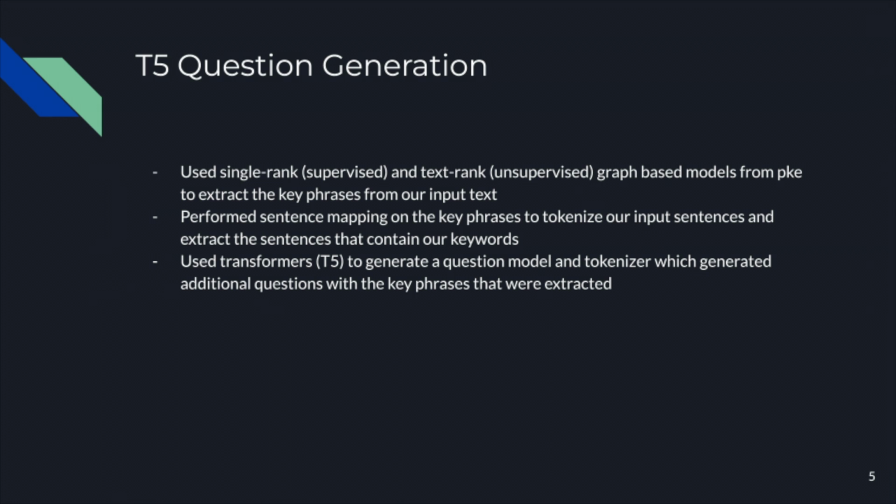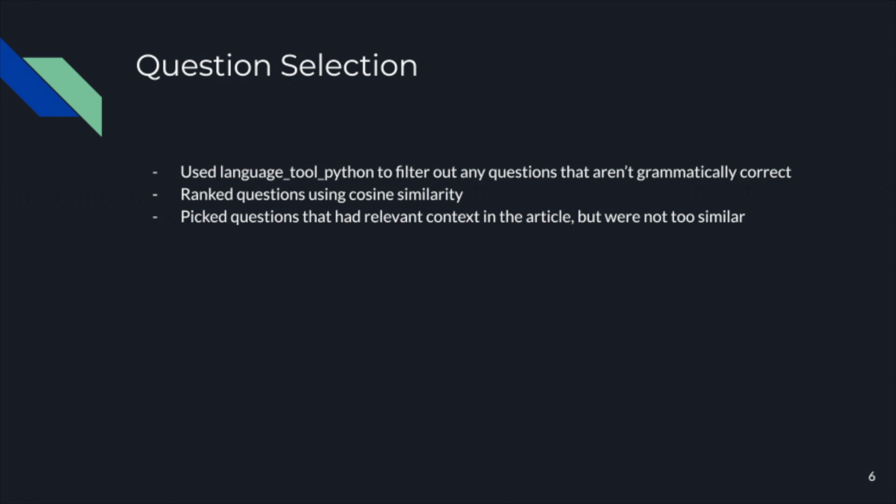Then, using the T5 transformer question model and tokenizer, we generated more questions. Since the manual question generation could occasionally create invalid questions, we used the package LanguageTool Python to filter out questions that aren't grammatically correct.